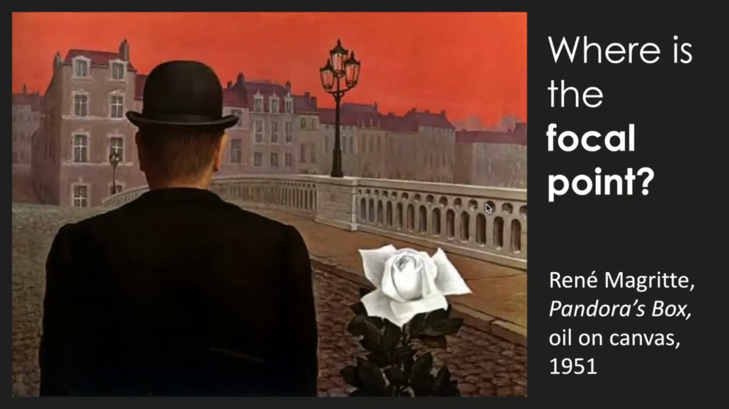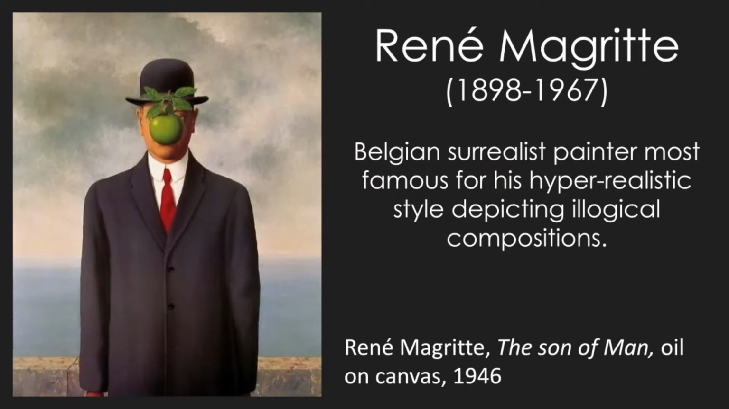So let's look at this work of art. This is one of my favorite paintings by a really famous artist named Rene Magritte. So let's start by learning a little bit more about Magritte, and then we're going to look a little closer and talk about the focal points in this artwork. So Magritte, you might recognize this bowler hat. He's a very famous artist, and you probably recognize this painting as well.